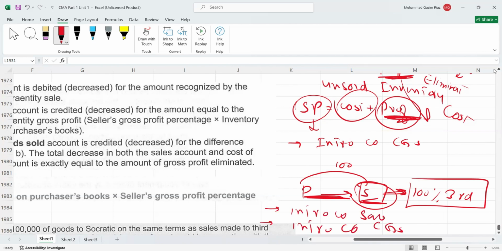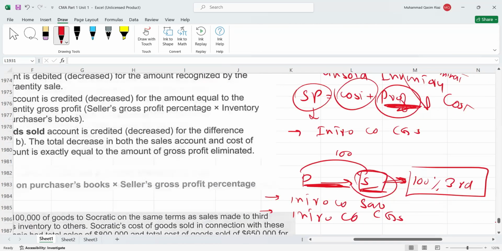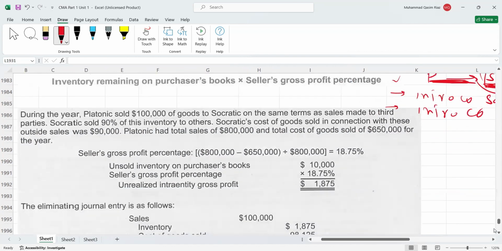But if some inventories are still on the buyer's books, then we will do three things. We have to cancel intra-company sale. We have to cancel intra-company profit on unsold inventory. We have to cancel intra-company cost of goods sold. But if the parent sold goods to the subsidiary and the subsidiary has sold 100% to a third party, then we will do only two things. Intra-company sale we will cancel, and intra-company cost of goods sold we will cancel. And how will you cancel now, guys? So here we go. Let's have a look with the help of examples. I'll explain with the help of examples, so you will understand in a better way.